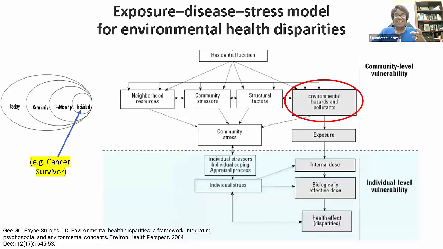So this is not a test for you to take home and remember all of these levels, but I just wanted to bring to your attention how some of the social factors at the community level, at the society level, that we see on the outside, and we call this community level vulnerability or things that you can see, how we couple that with the individual level vulnerability.